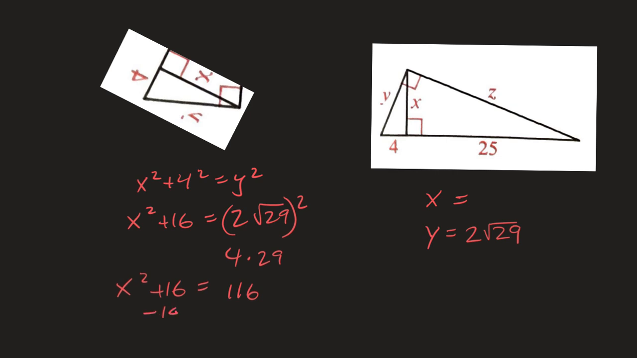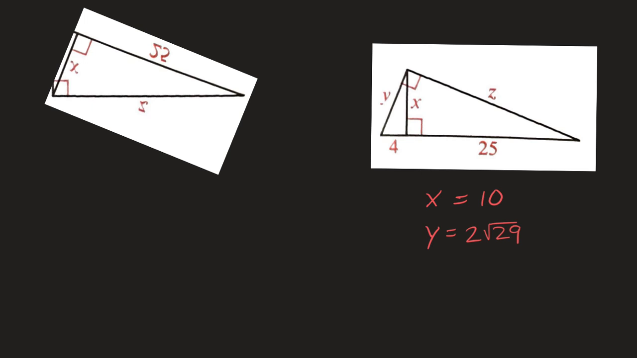You would subtract 16 from both sides, and x squared is equal to 100, which means x has to be the square root of 100. So that means x is 10. So x is going to be 10. And then finally, to find z, you can use the Pythagorean theorem. You could use these similar triangles either way you want. Let's practice with the similar triangles.